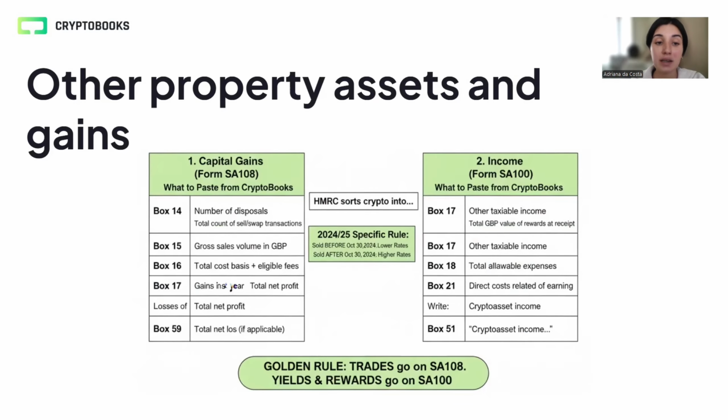If you had a bad year and lost money, do not skip this page. Enter your loss in box 19. By formally reporting a loss, you bank it with HMRC. If Bitcoin goes to the moon next year, you can use this year's loss to lower next year's tax bill. It's free money. Don't throw it away by forgetting to report it.